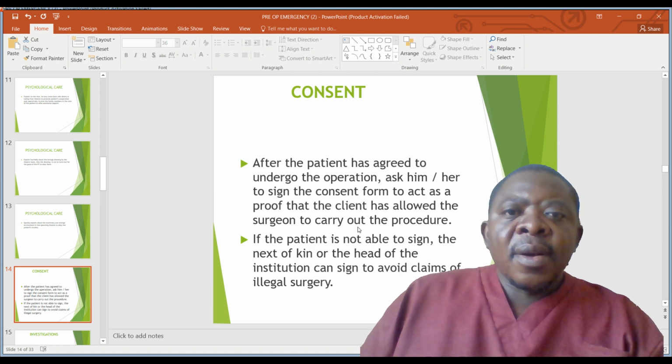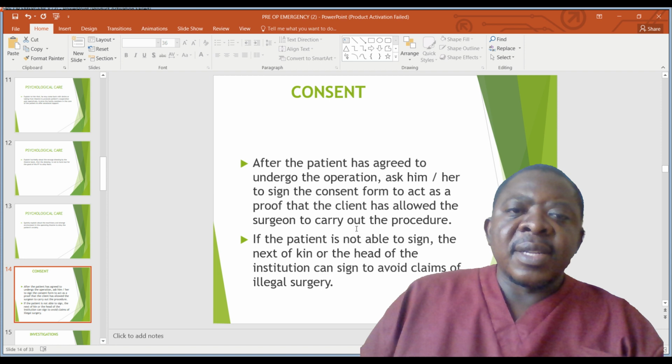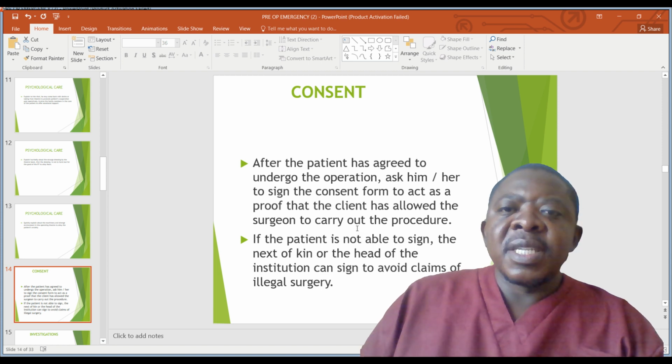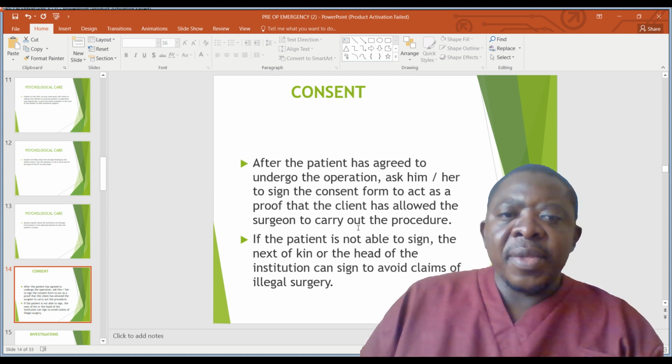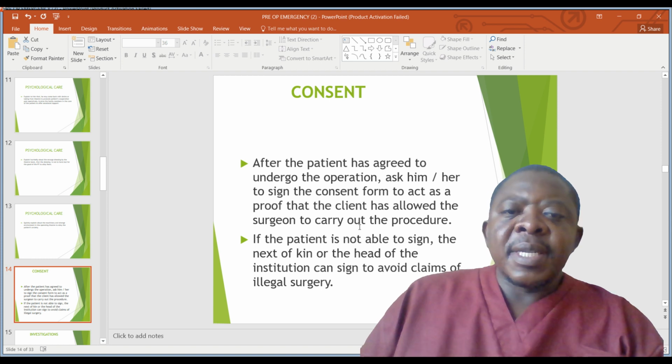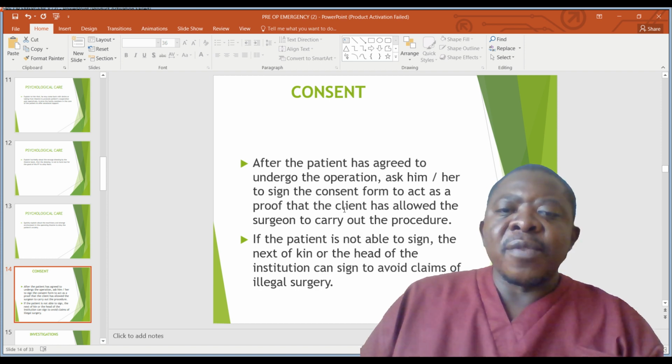Okay, so now we talk about consent. After the patient has agreed to undergo the operation, you can ask him or her to sign the consent form to act as a proof that the patient has allowed the surgeon to carry out the procedure. If the patient is not able to sign, the next of kin or the head of the institution can sign to avoid claims of illegal surgery.